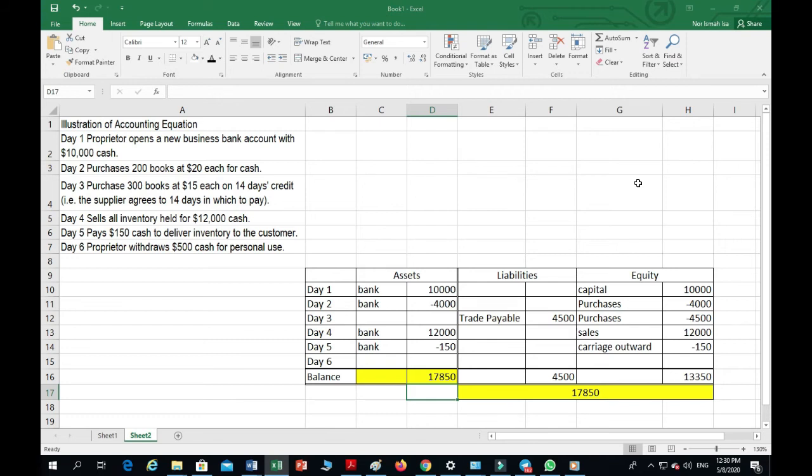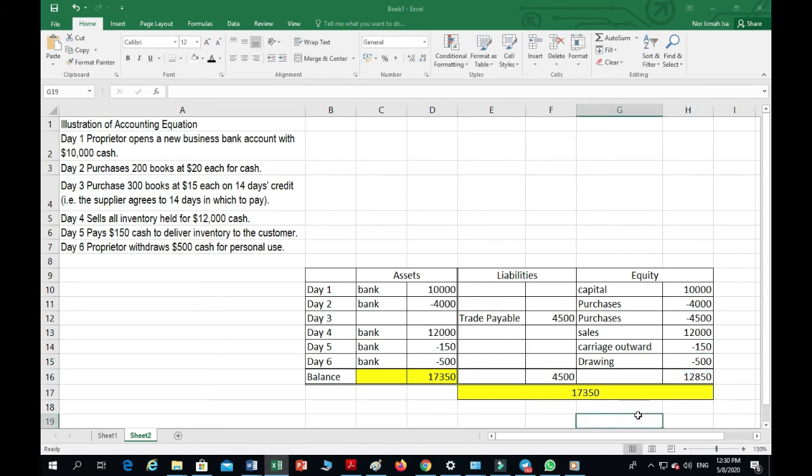Finally, day 6. Proprietor withdraws $500 cash for personal use. So the business cash is decreased by $500 on the asset side, and this is considered as drawing. So the drawing will decrease the equity side also by the same amount, 500.